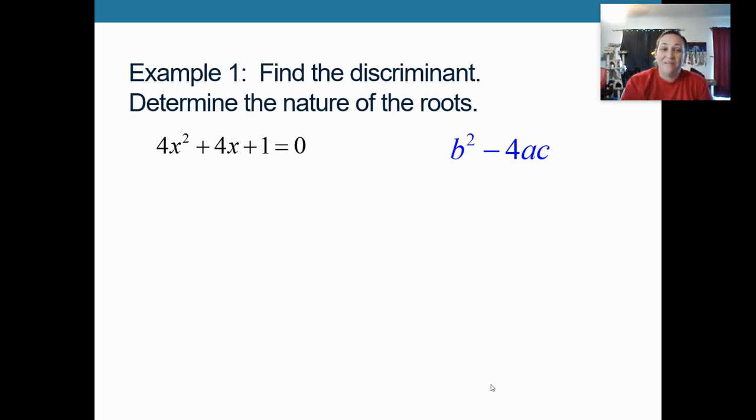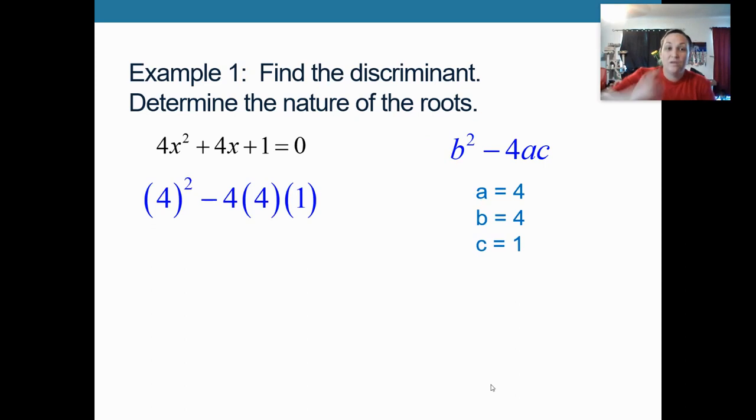To find our a, b, and c, we need our equation to be in standard form, which this one is. And so I can say my a is the 4 in front of the x squared. My b is the 4 in front of the x. And then my c is the plus 1 at the end. And then we plug them in. So we've been practicing this. We practiced this in our live class on Tuesday.